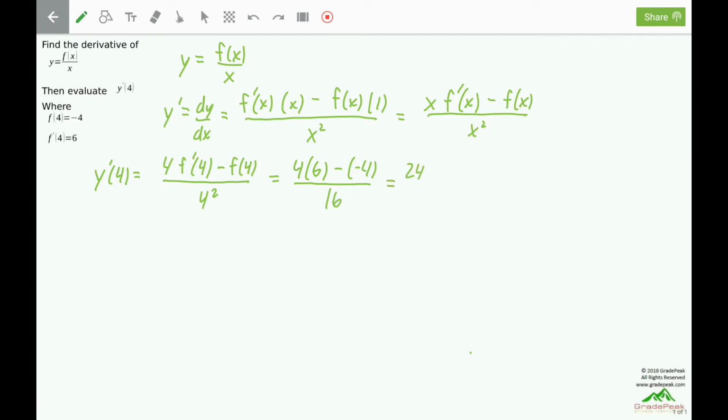4 times 6 is 24. Minus a negative is the same as plus. So 24 plus 4, and then all over 16. 24 plus 4 is 28 over 16. Both those are divisible by 4. 28 divided by 4 is a 7. 16 divided by 4 is 4. And we end up with 7 over 4.